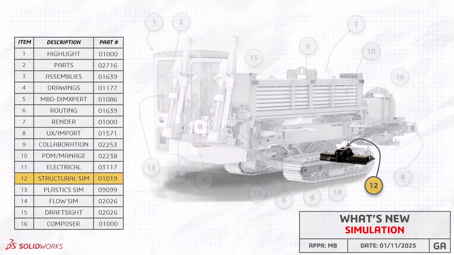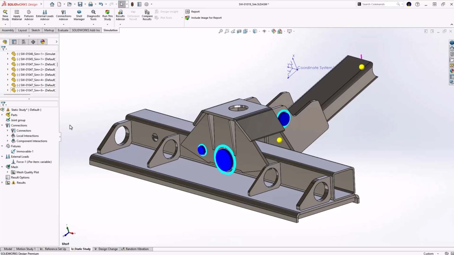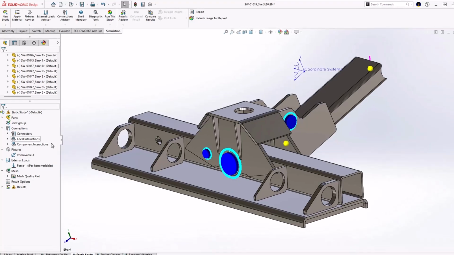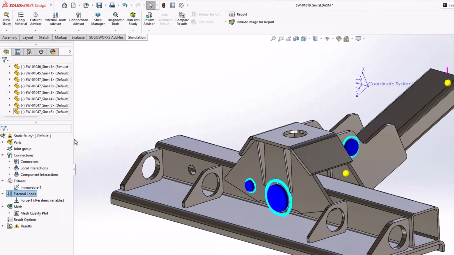with SOLIDWORKS 2026. Here we're looking at a sub-assembly that supports and stabilises the rear of a horizontal drill, while also withstanding extensive thrust force from the drill head. This study is almost fully defined using a mix of shells, solids, beams, along with some pin connectors. To complete the setup, we need to apply the main load from a large hydraulic cylinder.